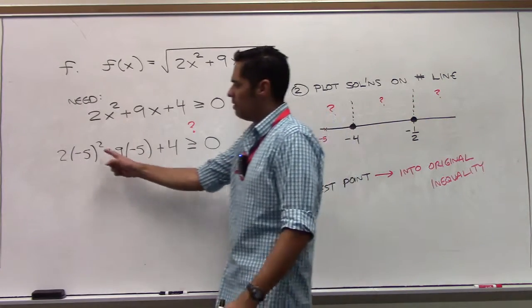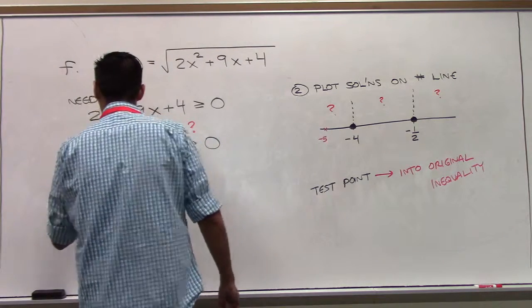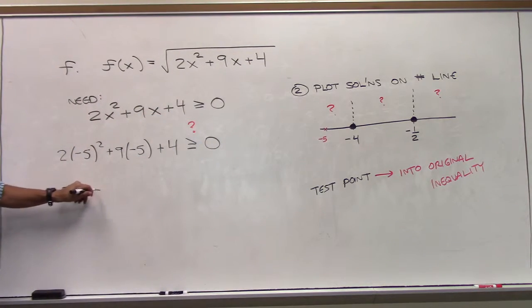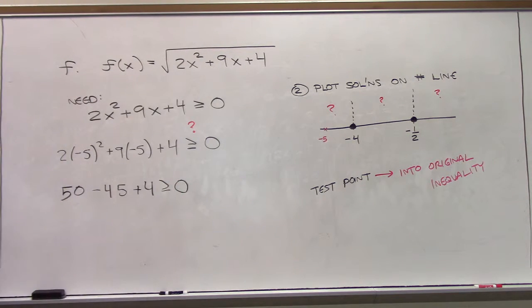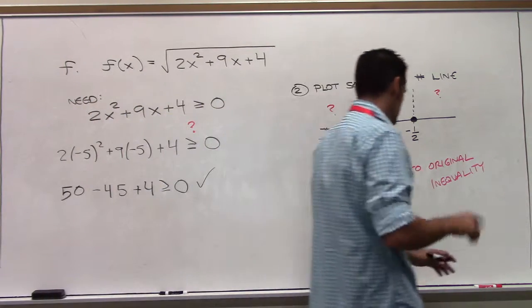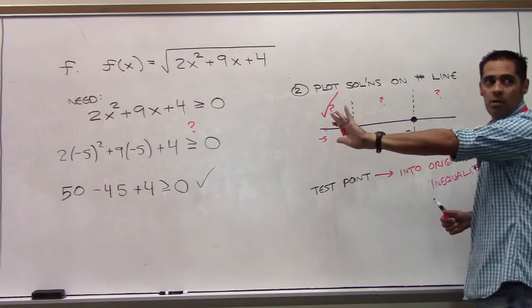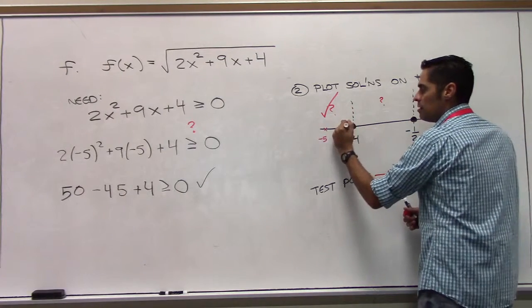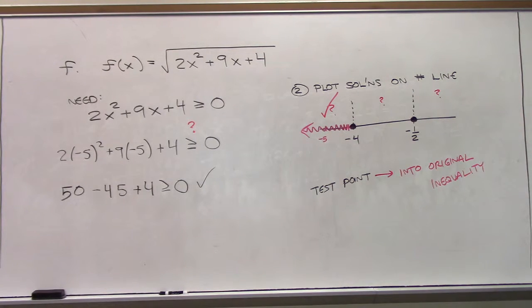What's negative 5 squared? 25 times 2? 50. So I have 50, 9 times negative 5 is minus 45, plus 4, greater than or equal to 0. Is that true? Yes, it is. That is true, which means that everything over here works. Everything that way works. So I can imagine that everything over here will be part of my answer. Then I have to check another number in the second region, and then check another number in the third region.